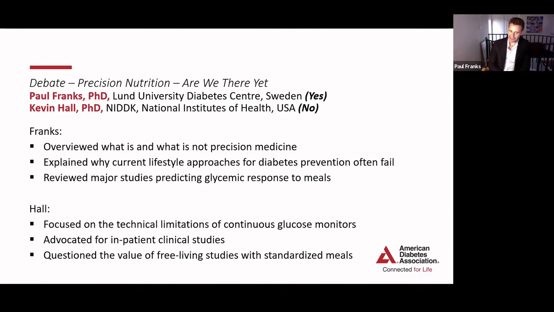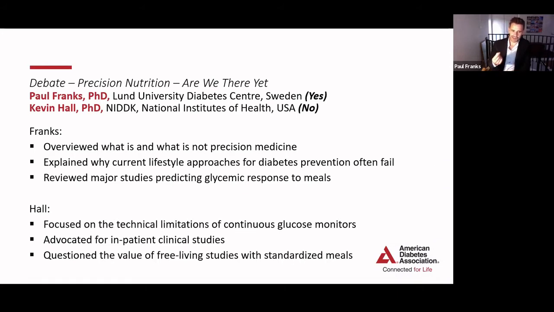He also advocated, in another context, for inpatient clinical studies, which is of course what he does at NIH. We got into the debate about the types of studies that I've been involved in, these free-living studies with standardized meals, and we debated one over the other a little bit. But ultimately neither is mutually exclusive, and probably the two could be combined.